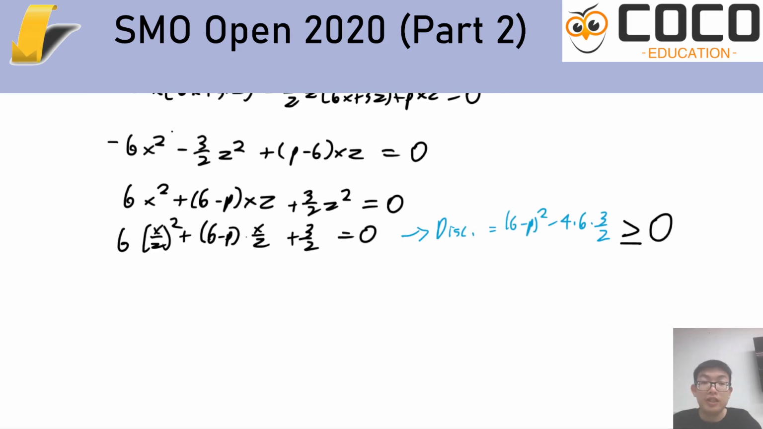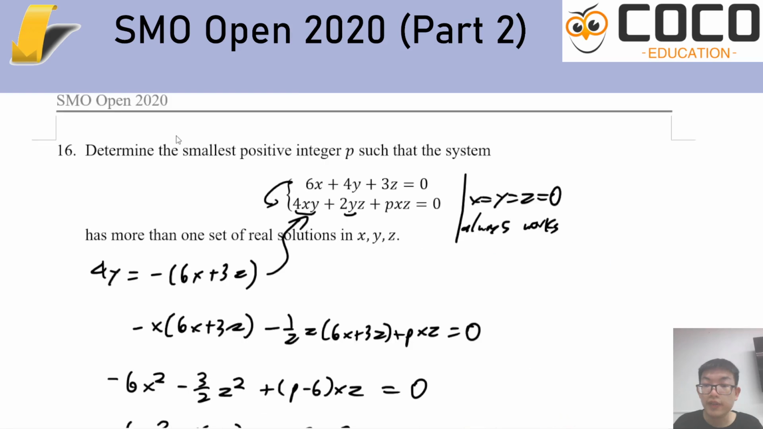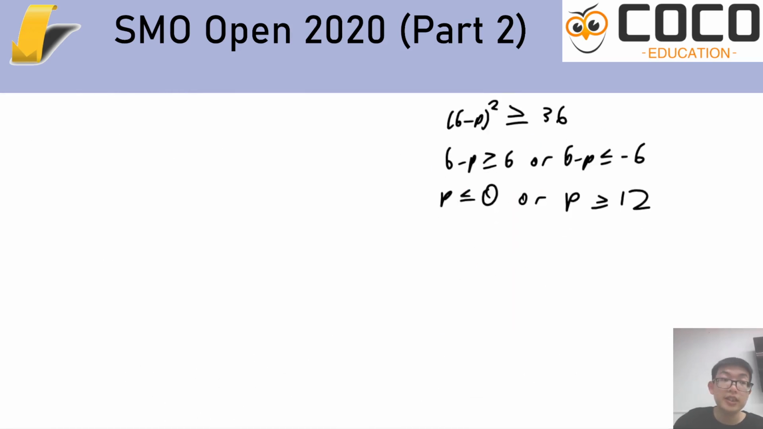It can be equal to 0 therefore, and this is not a very hard equation to solve when you equate it to 0. You just end up with x minus p is greater than or equal to 6, or less than or equal to minus 6. So p less than or equal to 0, or p greater than or equal to 12. The problem asks me for the smallest positive integer, and so therefore 12 will be the smallest positive integer.